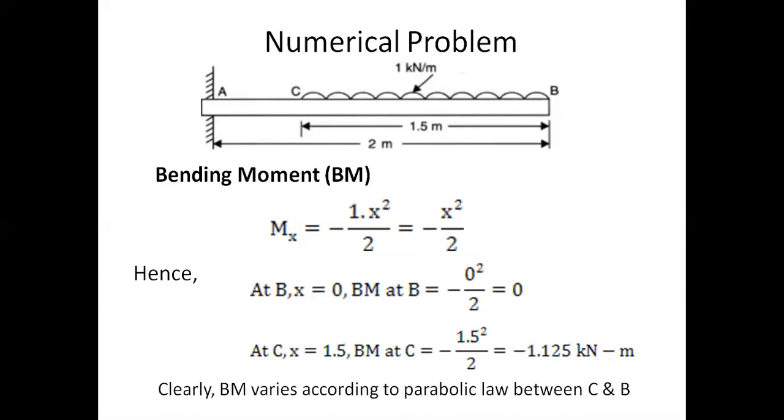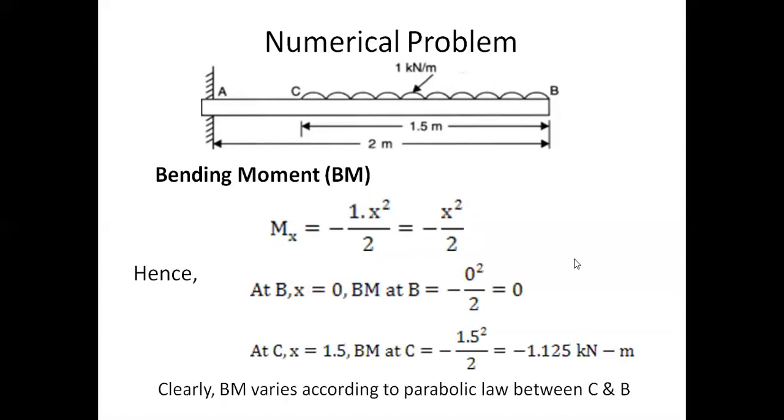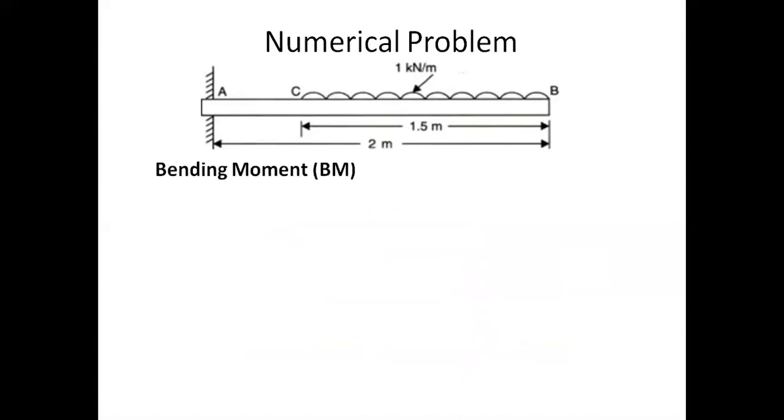So clearly, the bending moment varies according to the parabolic law between C and B, because it is directly proportional to the square of the distance from the free end of the section. Now, consider any section between A and C. Now we have seen this section. Now we will try to find out the bending moment at any section between A and C.